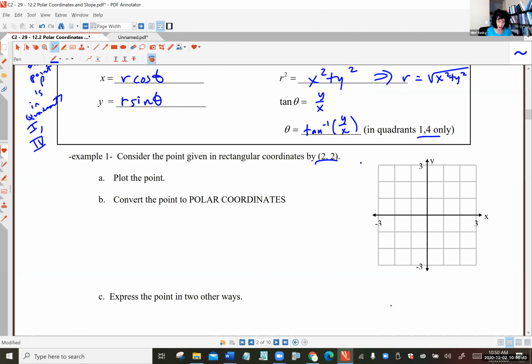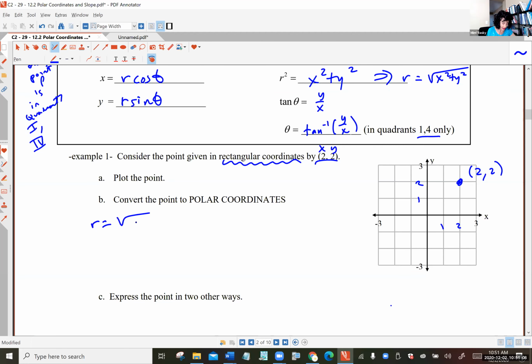So first plot this point (2, 2), and they're telling you it's rectangular coordinates. So that means they're telling you an X and they're telling you a Y. So if you're going to plot the point (2, 2), there it is in rectangular. But what would the same point coordinates be if you were in polar? Well, we know X and we know Y. We need to get R, okay?